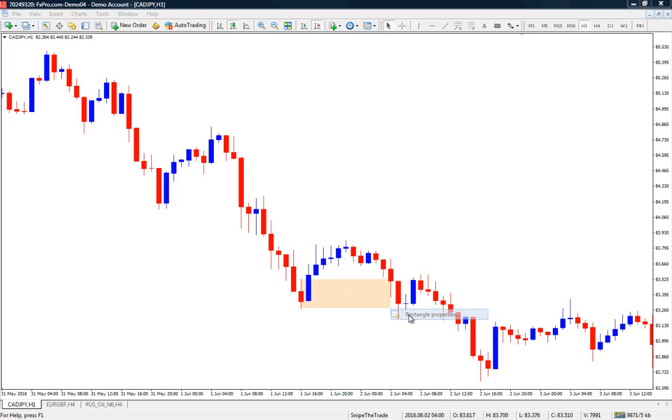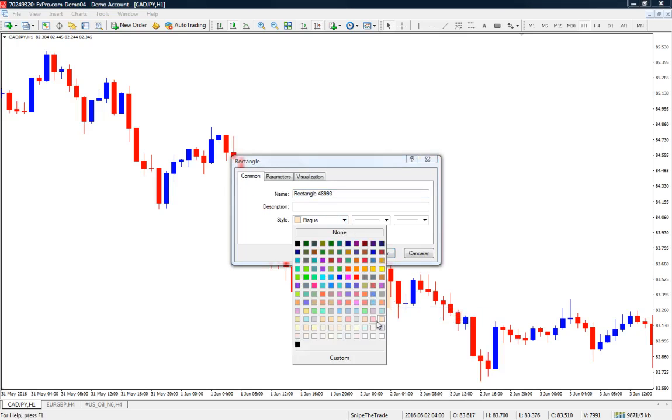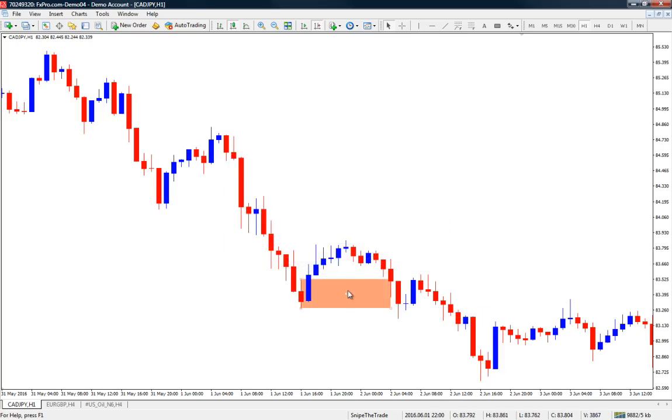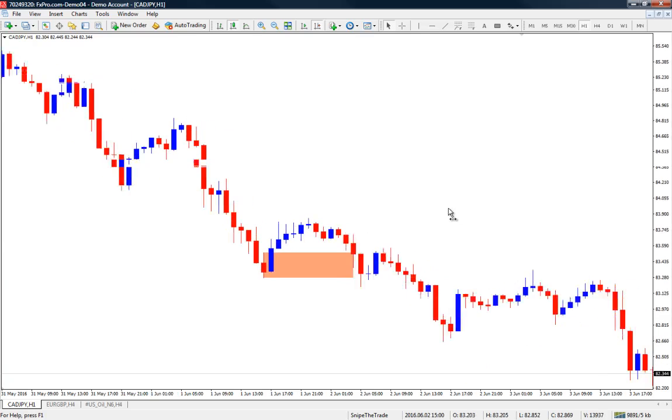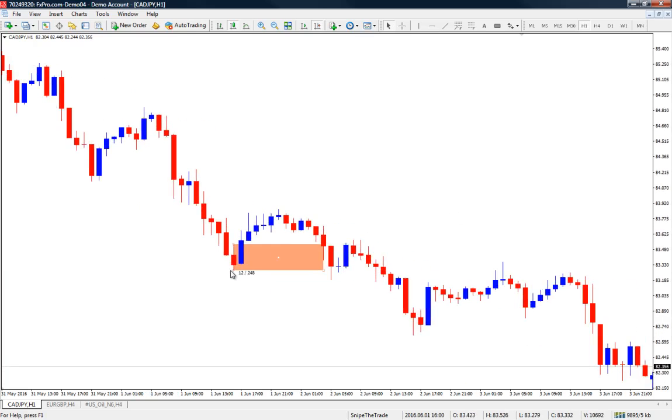Let me just use a brighter color than the one that I'm using right now. This is what the drawn area would look like by only using the base, but you need to use the proximal line, and the proximal line is going to be the next candle's close level. So we are going to extend the level to the next proximal line, which is this one right here, and we are going to draw that level.